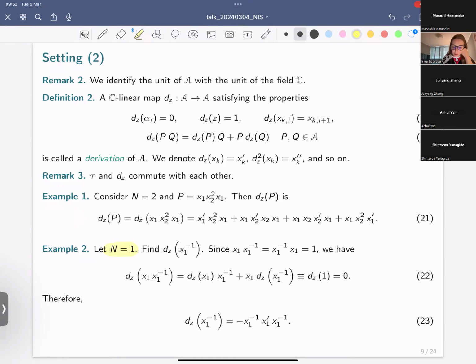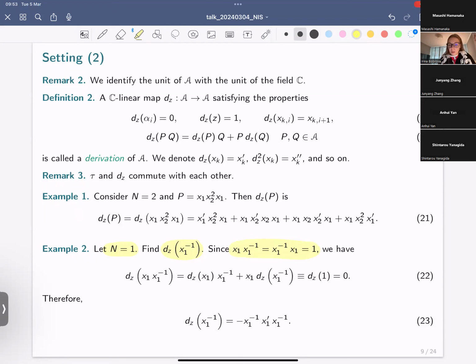We take x1 in our algebra A, and we want to compute the derivation of the inverse of x1. Let me recall that we are working not only with an algebra but with the group algebra. By the definition of the inverse element, it satisfies this property.